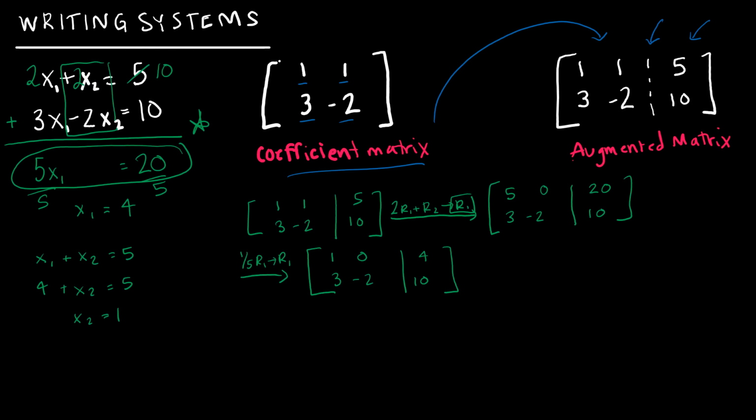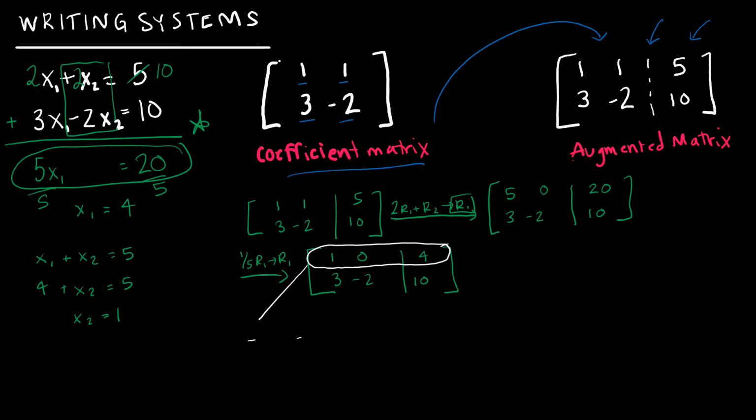Before I do that, I just want to note what this translates back into. This means x1 plus 0x2 is equal to 4. That's exactly what that translates back into. And so really what I want is I want this guy to be a 1 and this guy to be a 0. So how am I going to make that a 0? So let's focus on the 0 first.